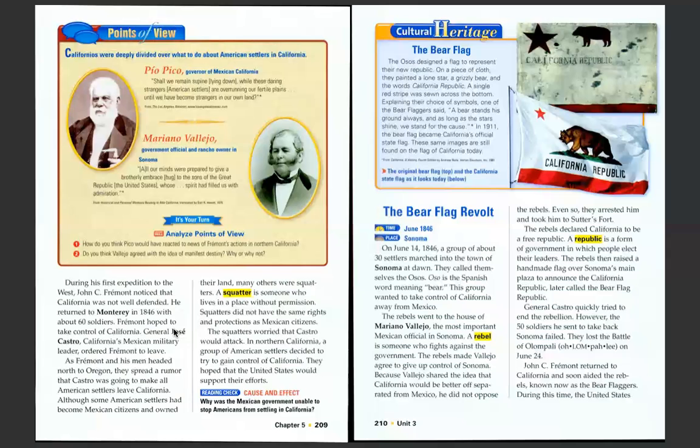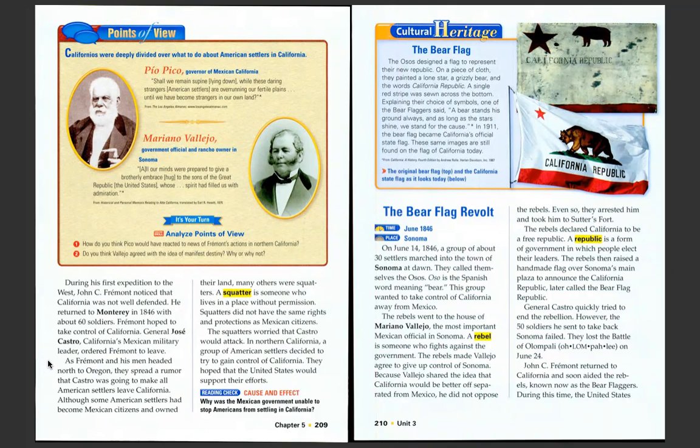During his first expedition to the West, John C. Fremont noticed that California was not well defended. He returned to Monterey in 1846 with about 60 soldiers. Fremont hoped to take control of California. General Jose Castro, California's Mexican military leader, ordered Fremont to leave.